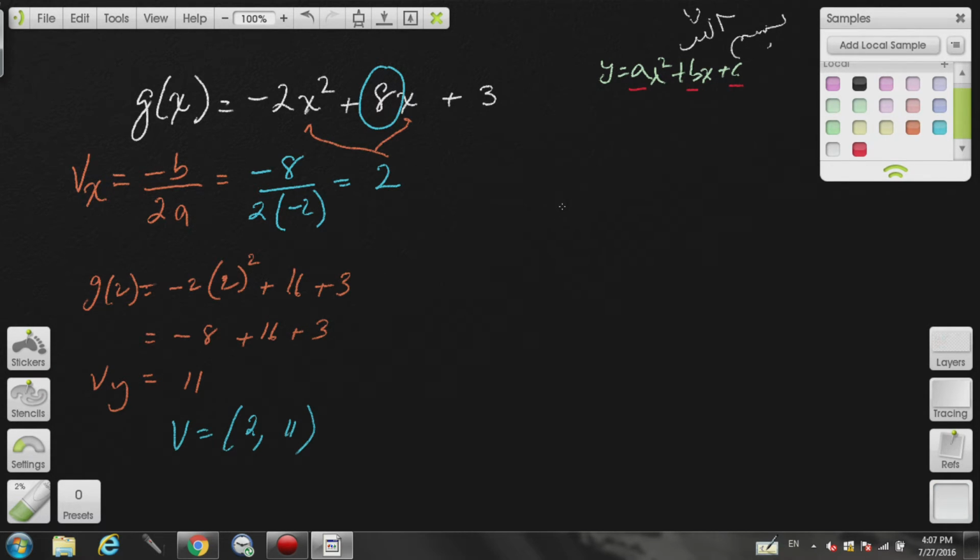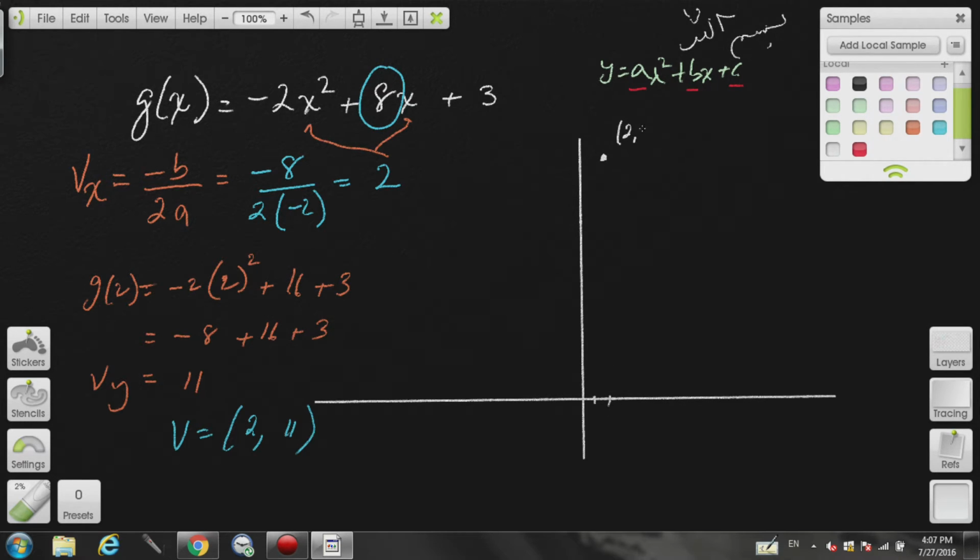So now that you know the vertex, you can graph the parabola. Alrighty, so here's 1 and 2. And here's approximately close enough to 11. That's the vertex. Now, is this graph going to be a U or an N? Yes, it's going to be an N because A is negative. The parent graph is going to be like this. Right? It's going to be an N. So this is going to look kind of like this, okay?